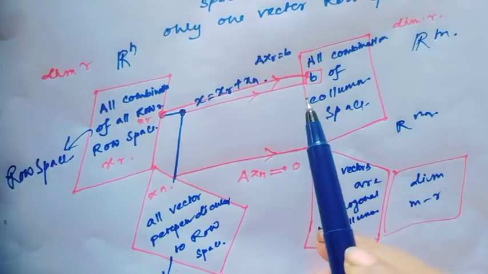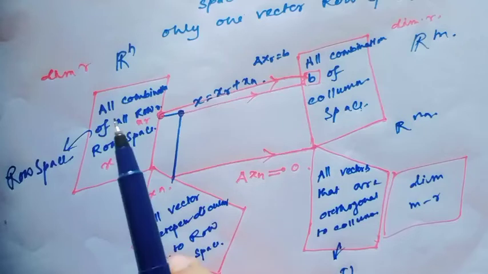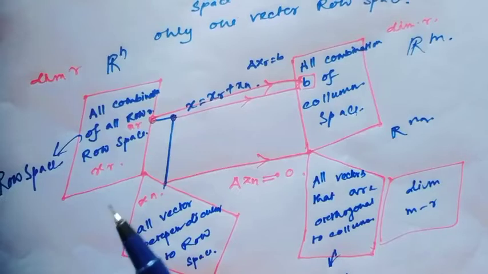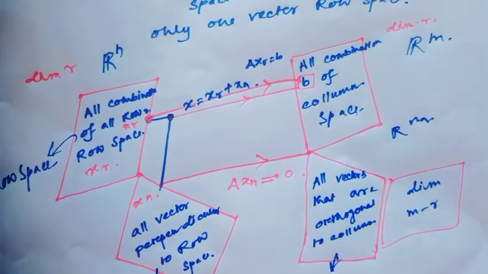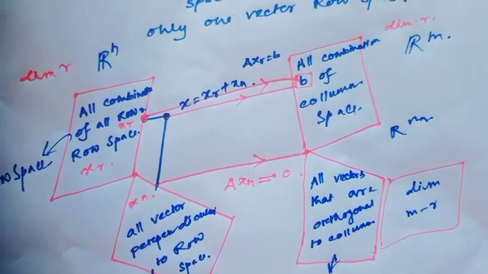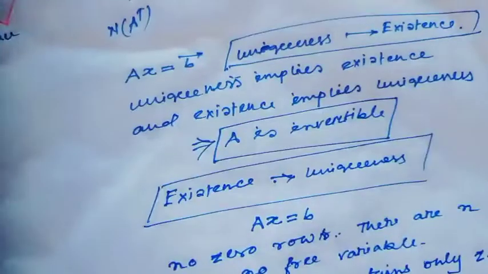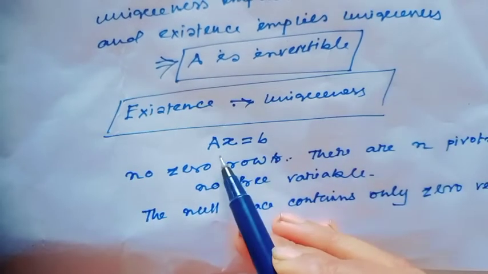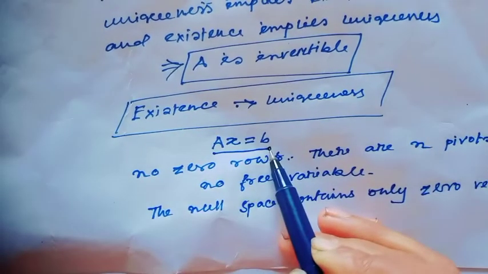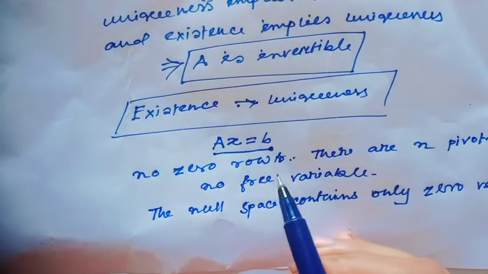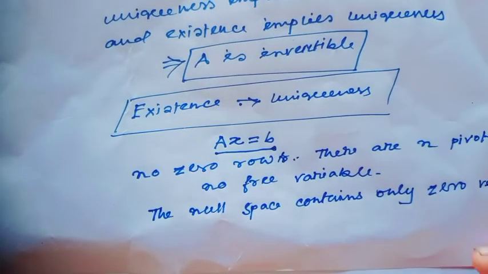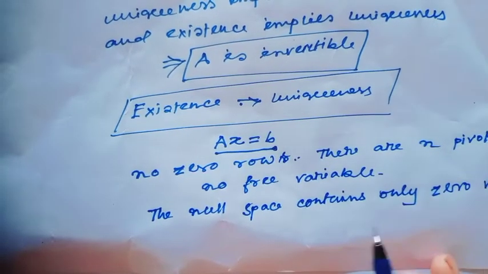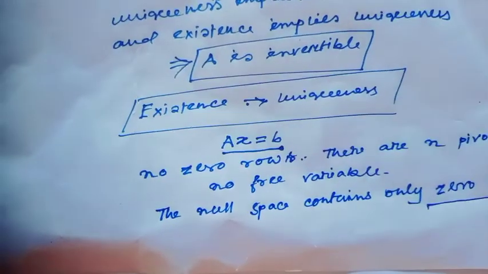If there exists a solution for all b, then obviously in the matrix A there exists no free variable, and the null space contains only the zero vector. This is the opposite direction. Existence always implies uniqueness. That means for Ax equal to b, there exist no zero rows. That means there are n pivots and no free variable, and the null space contains only the zero vector.